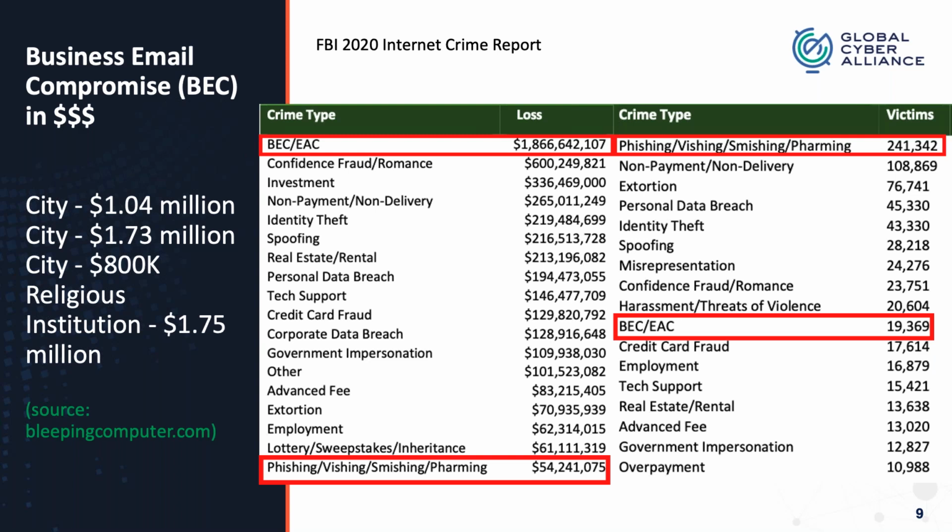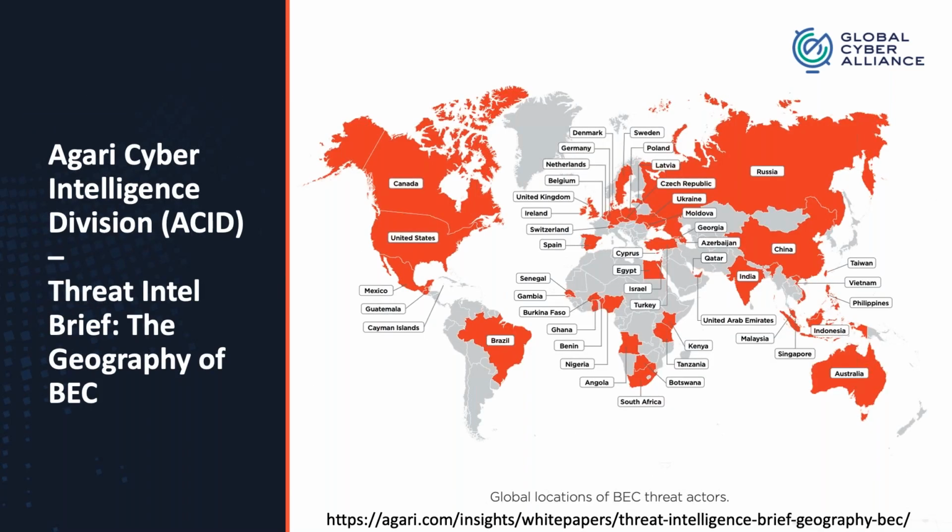So phishing is one of the aspects of BEC and EAC. Typically when you look at it, there are 5 different things that fall under the BEC category, but we're not going to do a deep dive into it because we have a lot of things to cover. And it doesn't matter where you are either, right? BEC is everywhere. What you're seeing here in this map are the global locations of the BEC threat actors.